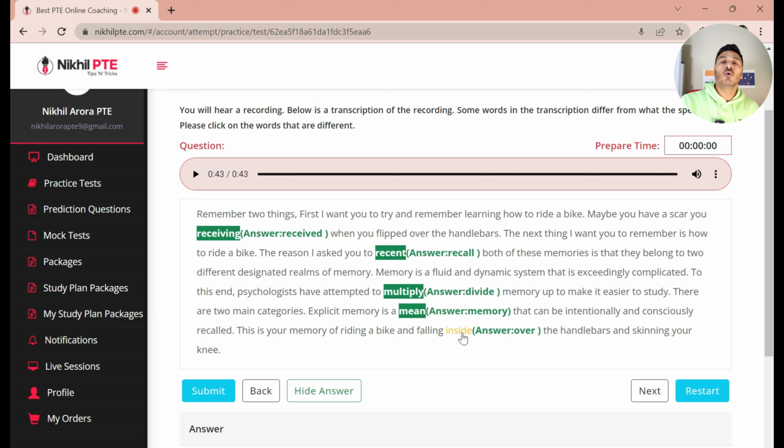That's why I was telling you, your focus should be on the screen. Do not think about anything. It's a listening part, and you can improve only by listening again and again. There's no template. There's no trick to improve Highlight Incorrect Word.